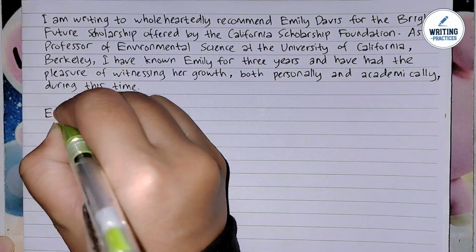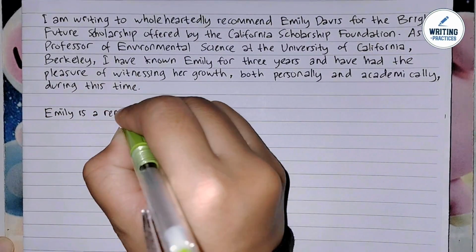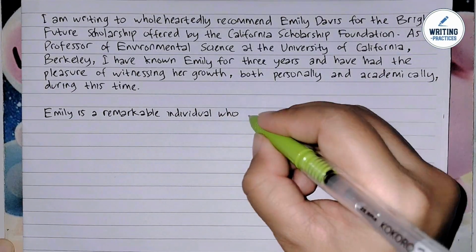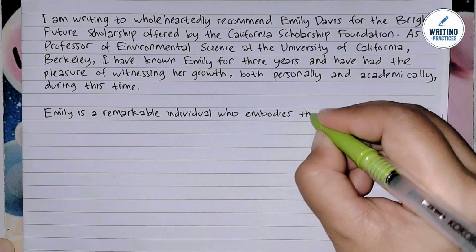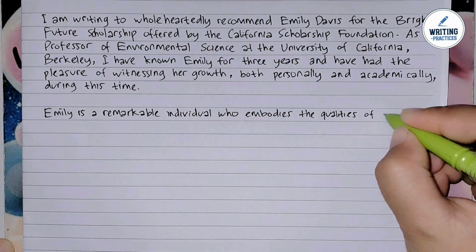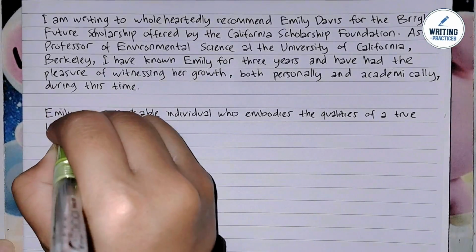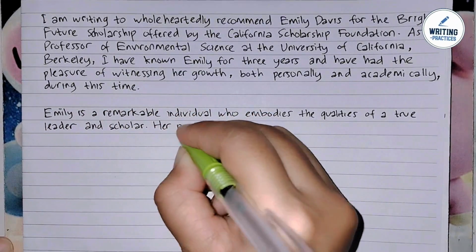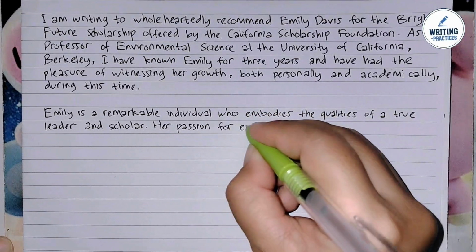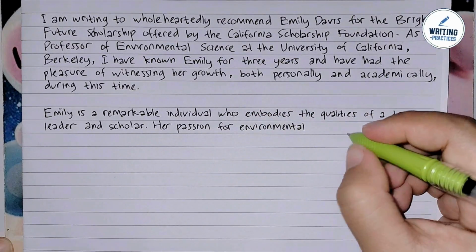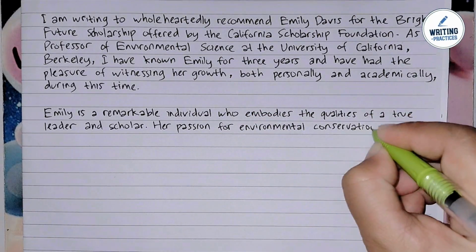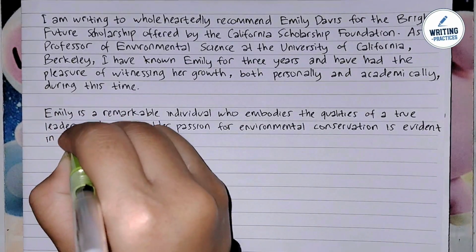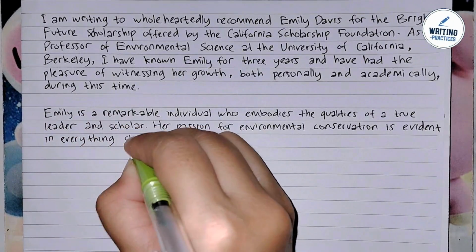In the paragraph 2, you can write about academic and leadership qualities. In this case, it is important to highlight the applicant's academic achievements and leadership qualities. Therefore, you can try emphasizing the applicant's academic strengths, highlighting their achievements, dedication to learning, or any specific subjects where they excel. You may check this example. Emily is a remarkable individual who embodies the qualities of a true leader and scholar.